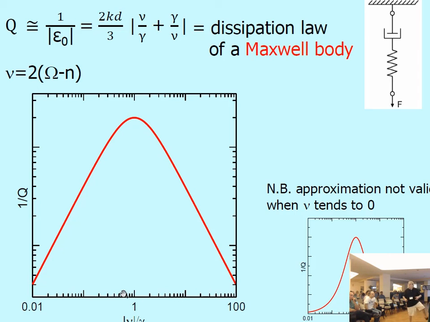So, when the rotation is much larger than the relaxation factor, things go to zero on both sides. When the body is rotating much faster, if it's rotating too fast, the interaction is smaller, the response is smaller, and the dissipation is very small.